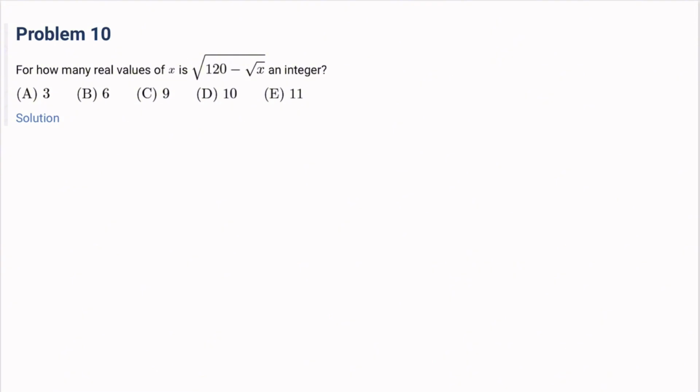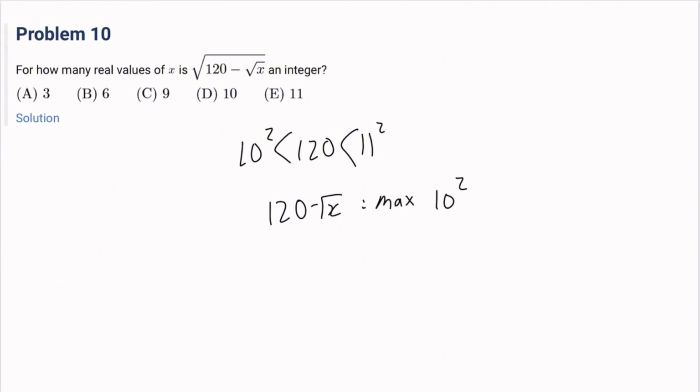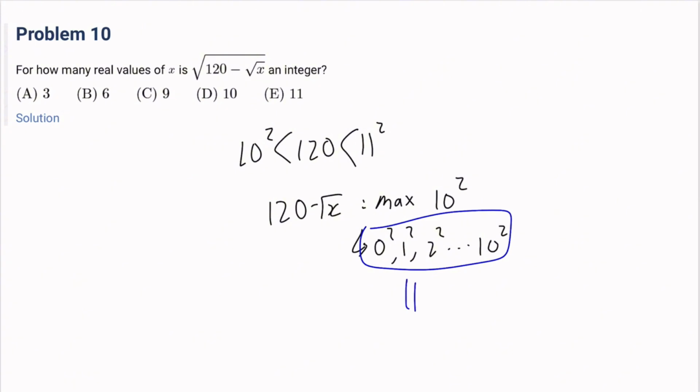Number 10, for how many real values of x is this an integer? Okay, for that to be an integer, then the number within the square root has to be a perfect square, right? And so since 120 is between 10 squared and 11 squared, that means 120 minus root of x can be maximum 10 squared. So it can be all the way from 0 squared, 1 squared, 2 squared, all the way to 10 squared, right? And that's because root x has to be a positive value, because it's the real values of x. So we have 11 possible choices. 11 is our answer.